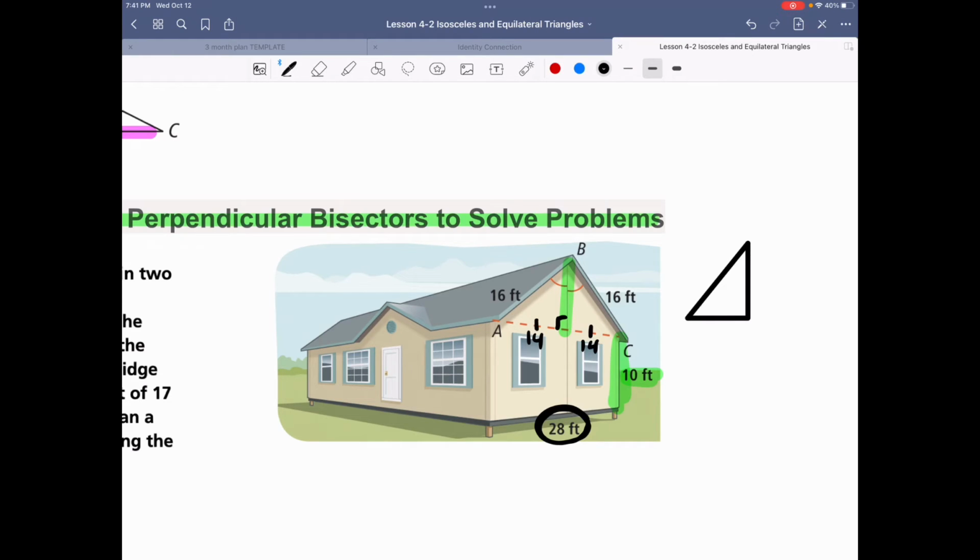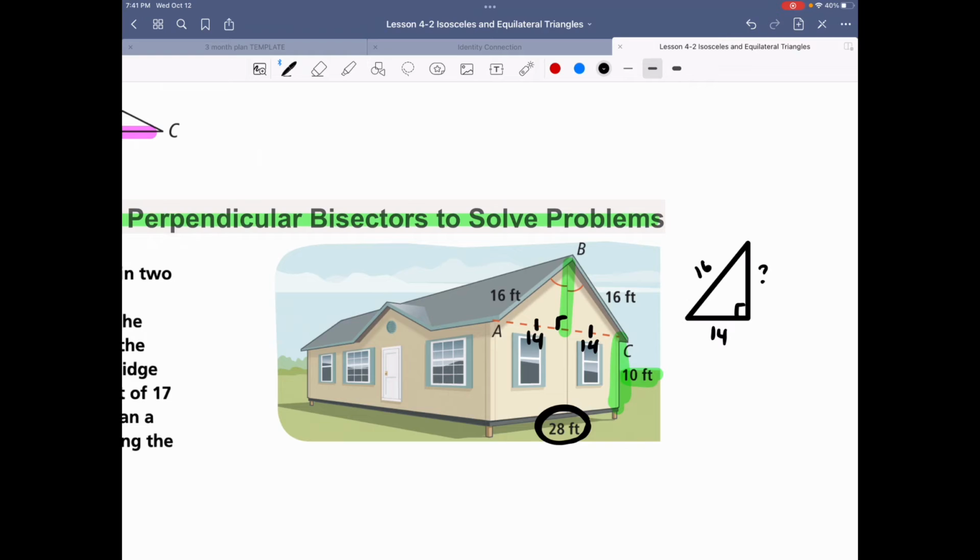And I'm going to label it 14. This is a right triangle, and I'm going to label this 16 feet. We want to know this side. So if you remember the Pythagorean theorem, awesome. If not, I'll review it for you really quick.